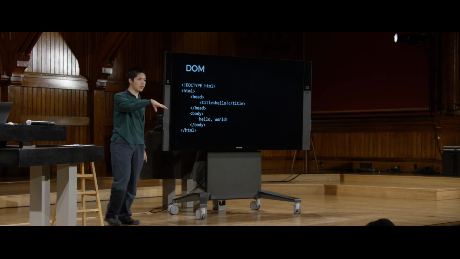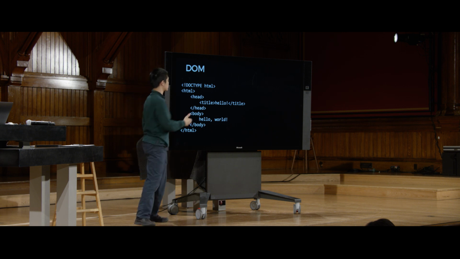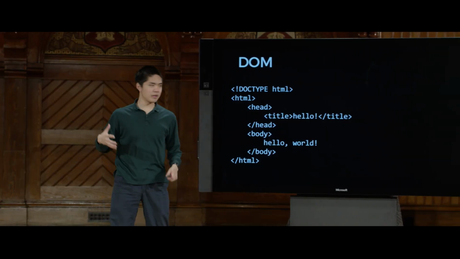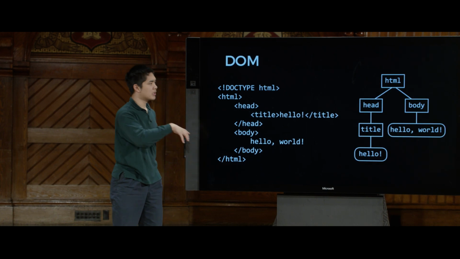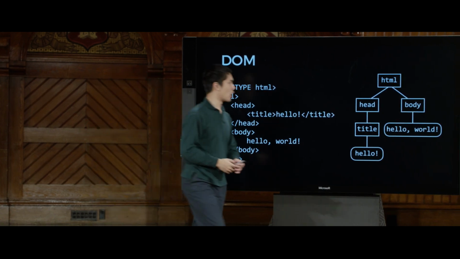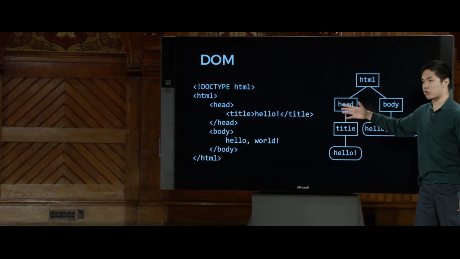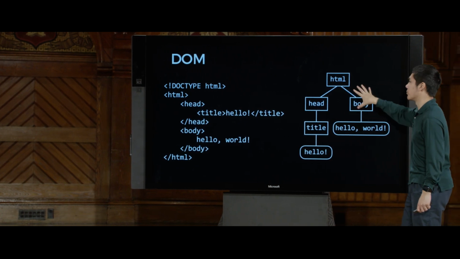So we talked about trees just a moment ago. The DOM, or the document object model, is this idea of representing our HTML page like a tree, with a node like HTML that has children, a head element, a body element. The body has hello world.